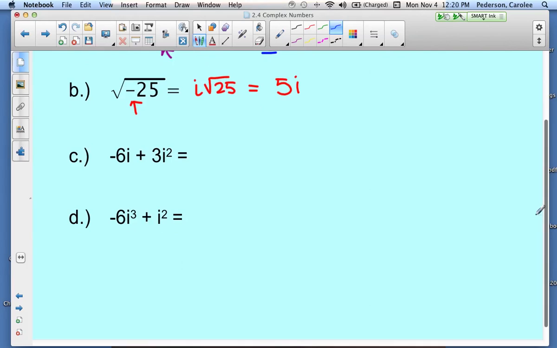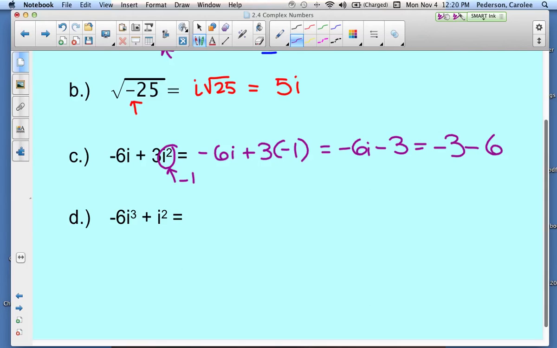Next is -6i, and then we have plus 3i squared. If you remember from earlier, i squared is the same thing as -1. So you have -6i plus 3, replacing that i squared with a -1. Now multiply 3 times -1 is -3, and then put it in standard form. So we have your real part first, then your imaginary. So I'm just flip-flopping those terms.